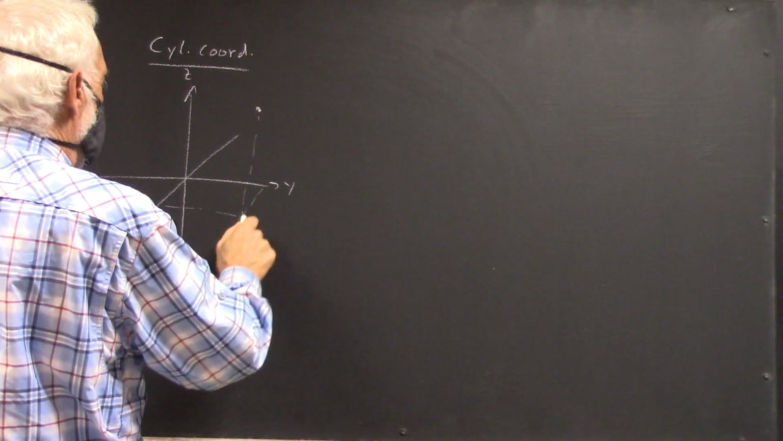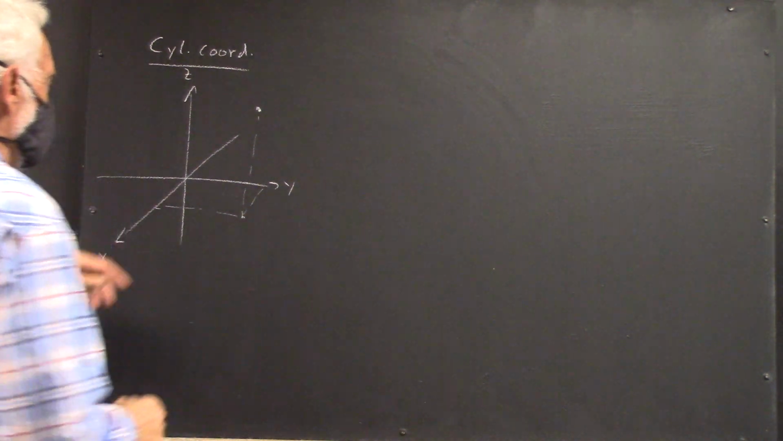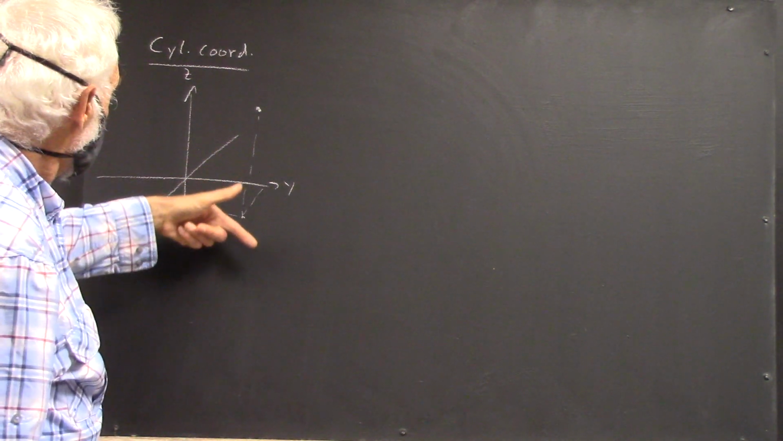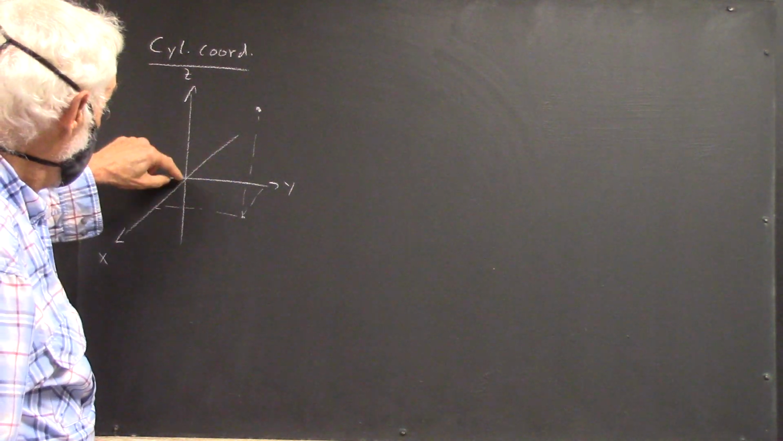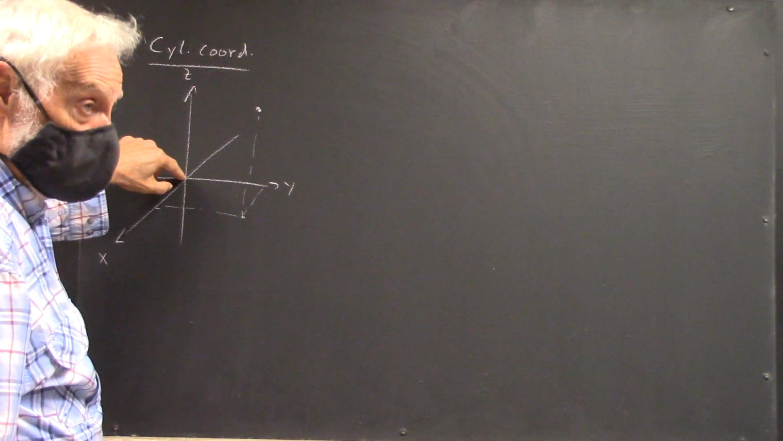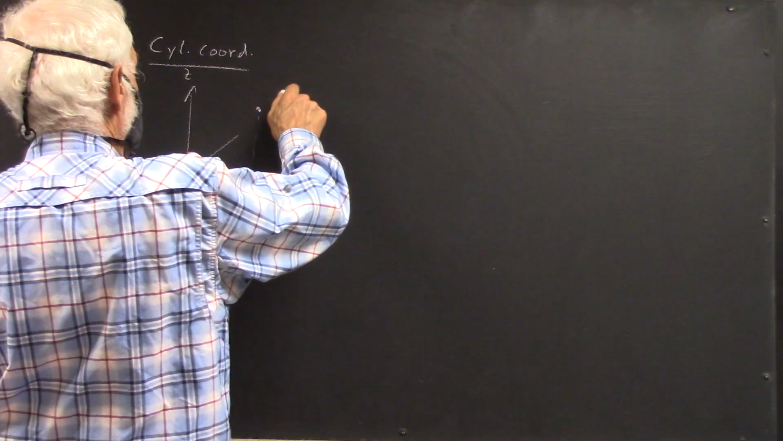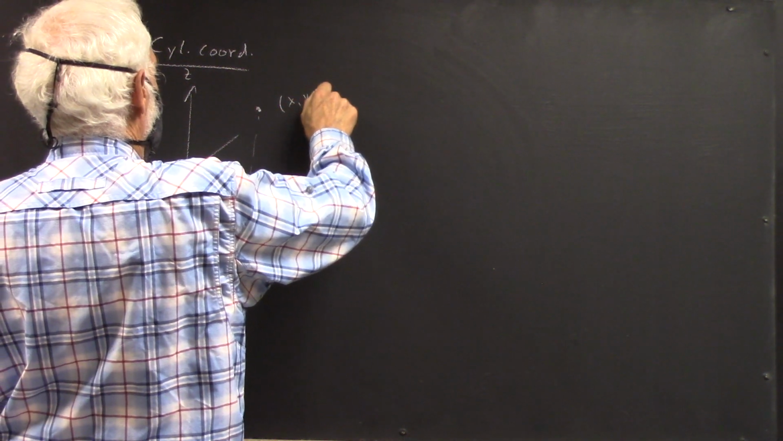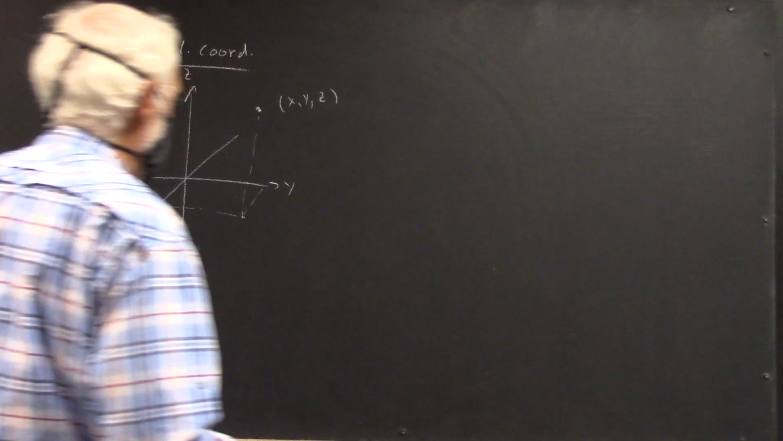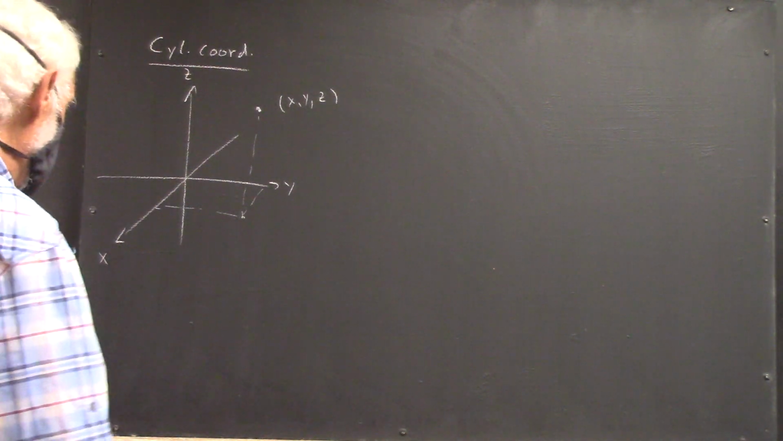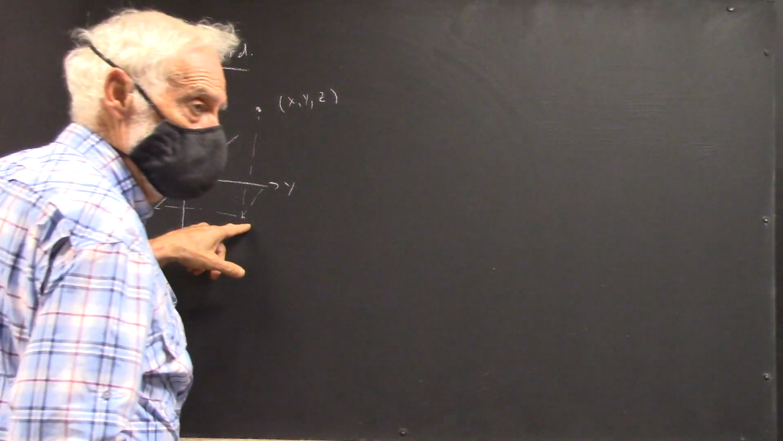So now we can see where it is. It's out along this direction from the origin in the xy plane, and then it's up this high. So this is a point x, y, z. Well, then what are the coordinates of this point?